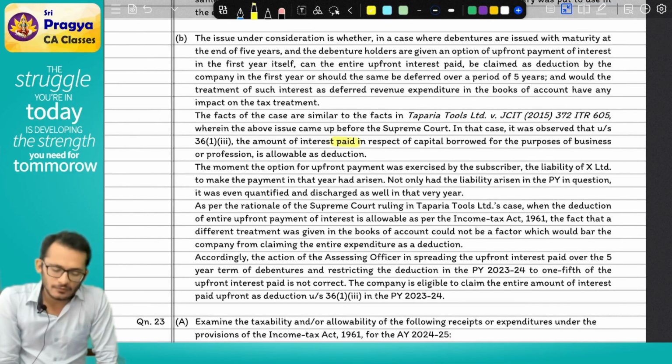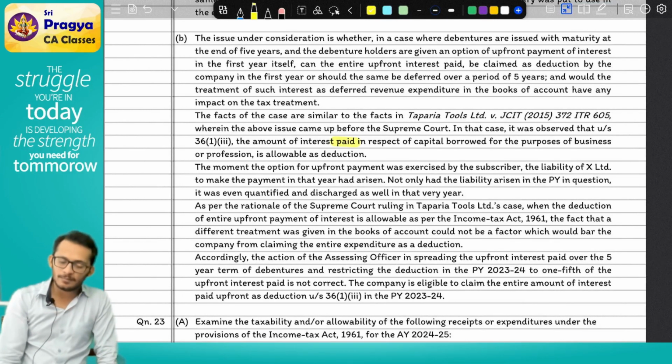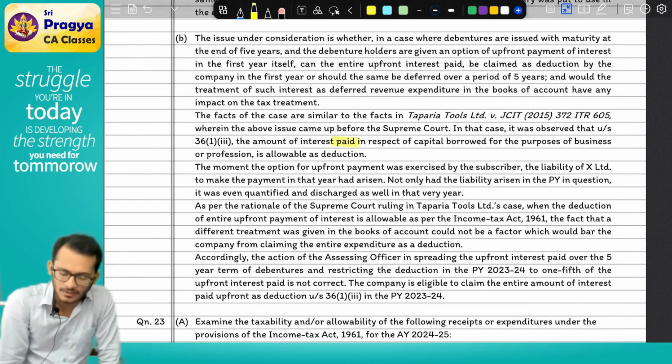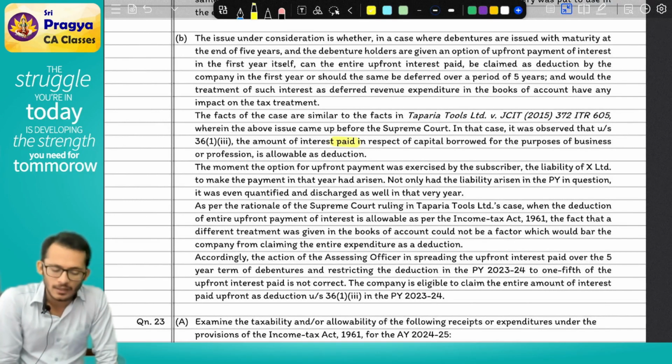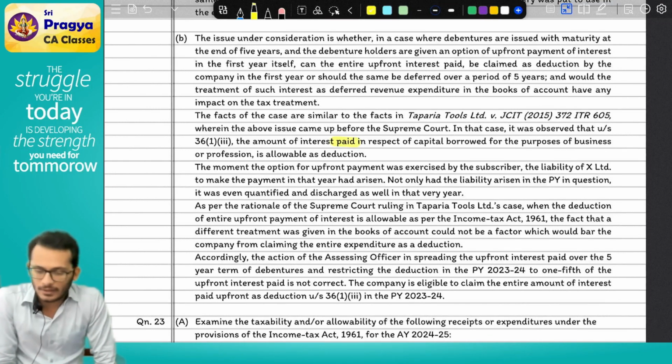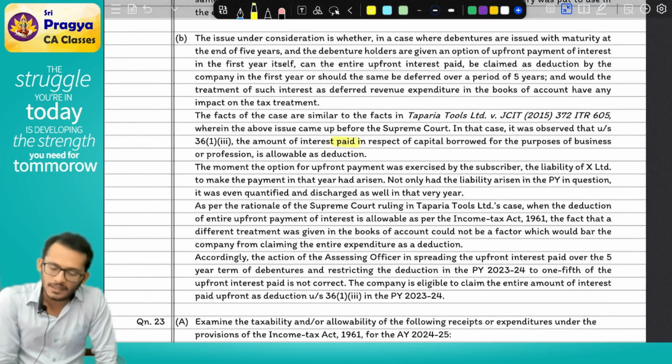Accordingly, the action of the assessing officer spreading the upfront fees payment over the next 5 years of the debenture and restricting the deduction in the previous year 23-24 to 1/5 of the upfront payment is not correct. The company is eligible to claim the entire amount.